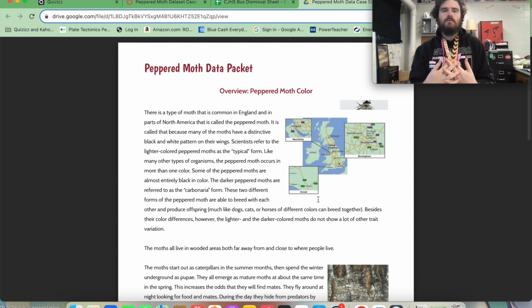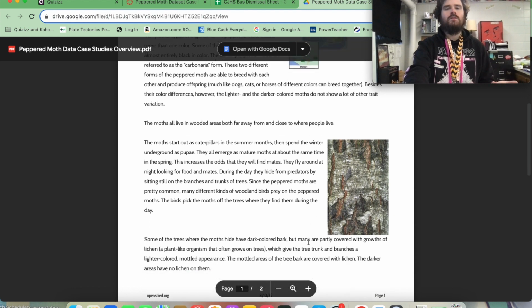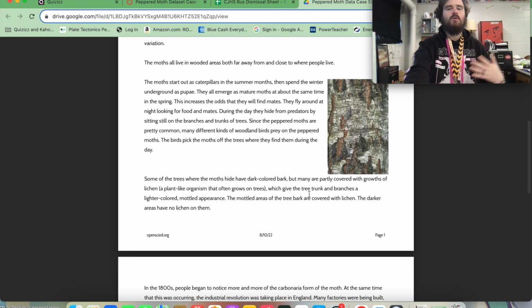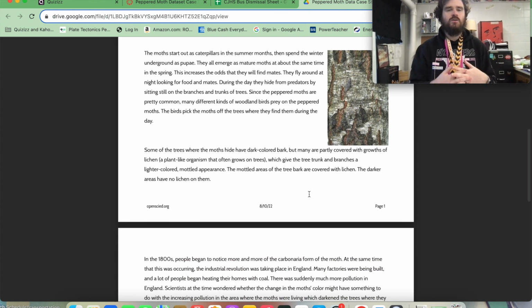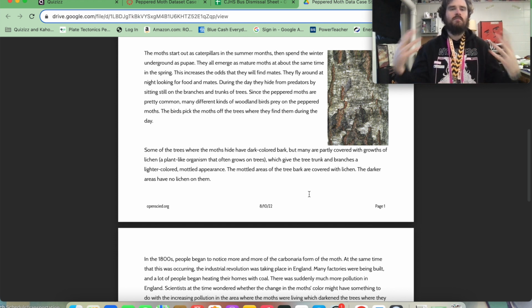What's neat is, unlike a lot of creatures, besides the colors, peppered moths don't have a lot of other differences. Those are the main phenotypic differences between them. They can mate and interbreed, and the colors are their main trait that's different. They all live in the woods, it could be near people or far away. They usually turn into pupae during the winter, and they hide in the ground. They pop up as moths in the spring.